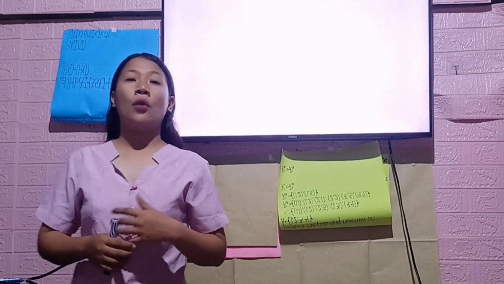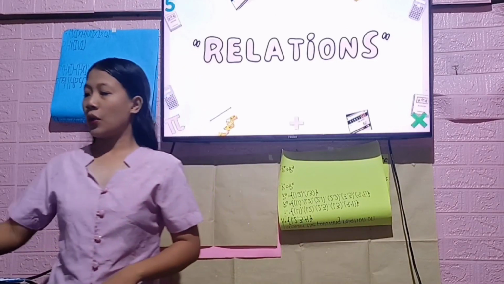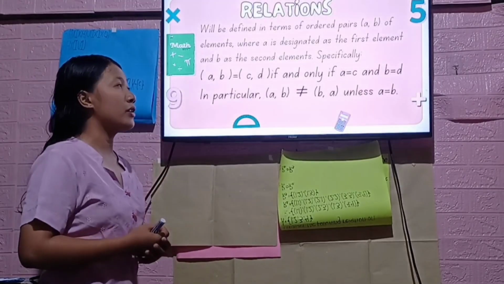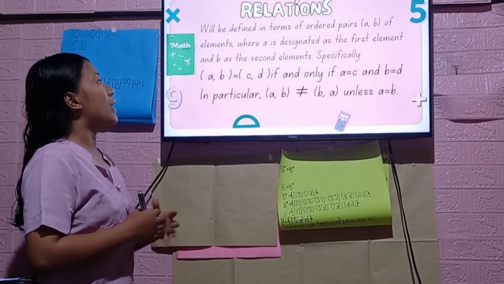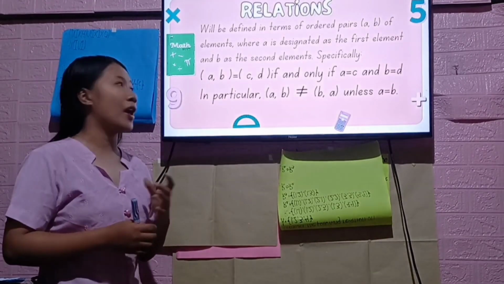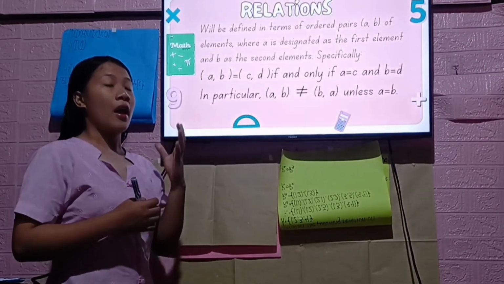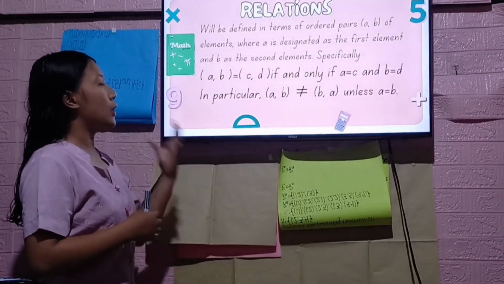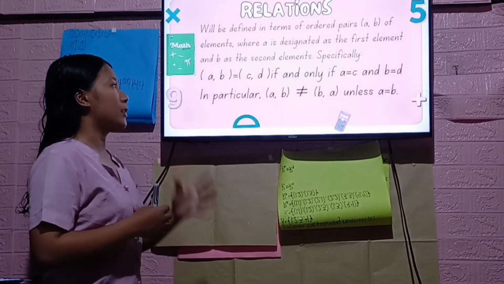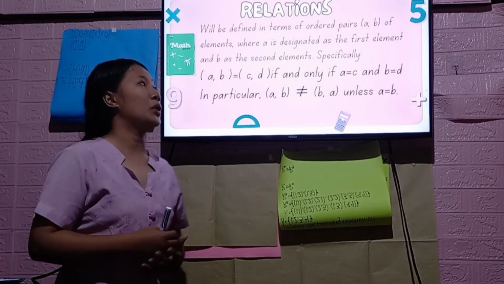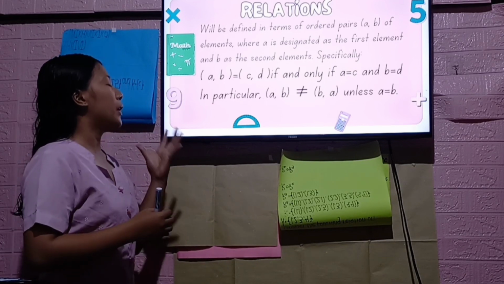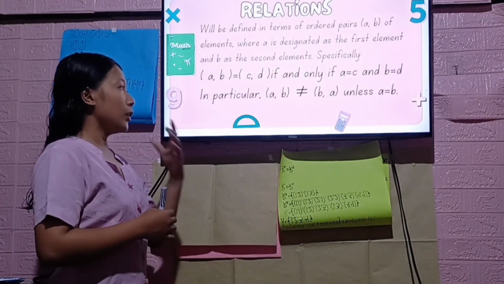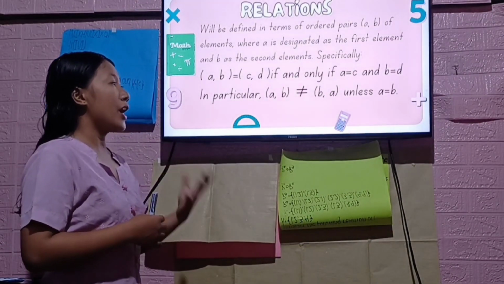So first, we are going to discuss about relations. So what is relations? Relations will be defined in terms of ordered pairs (a, b) of elements where a is designated as the first element and b as the second element. Specifically, the set of ordered pairs (a, b) is equal to the set of ordered pairs (c, d) if and only if a is equal to c and b is equal to d. In particular, the ordered pair (a, b) is not equal to (b, a) unless a is equal to b.